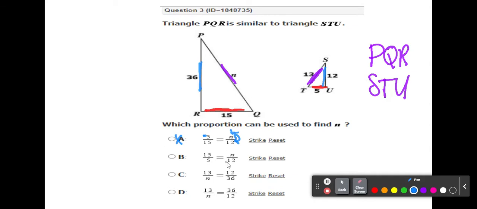All right, 15 over 5. So red over red and N over 12, purple over blue, that doesn't work. 13 over N, so purple over purple, so that's fine, equals 12 over 36, blue over blue, and was the right number on top? Yep, see how the 13 and the 12 are on top, and they're in the same figure, and the 36 and the N are in the same. So I'm pretty sure it's C. I'm going to check D just to make sure. 13 purple over purple, 36 over 12, except that these two would need to be switched like C is.